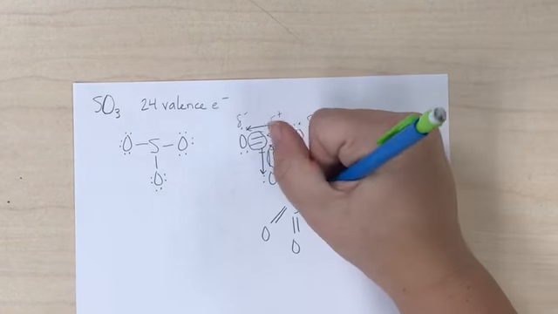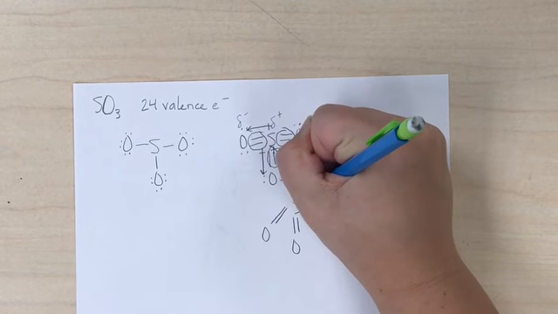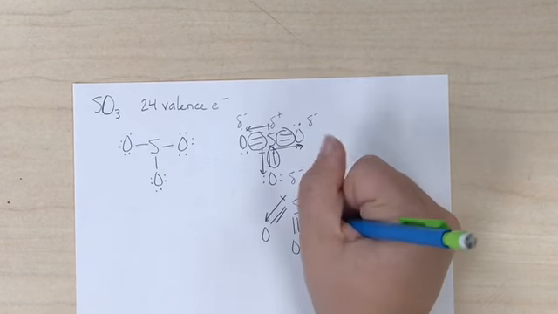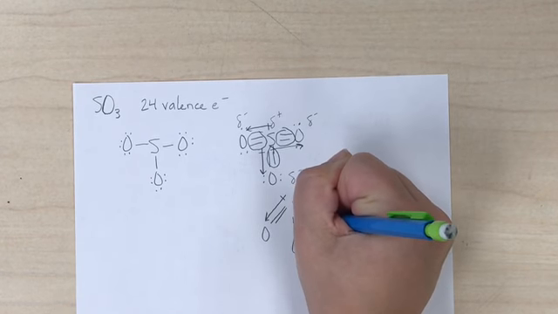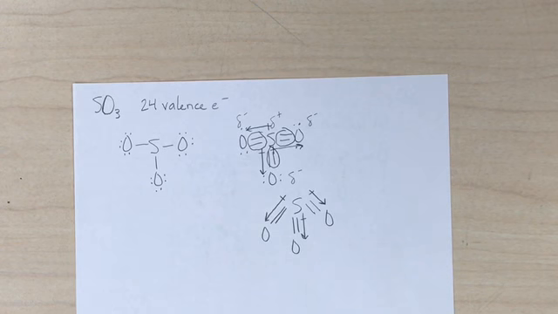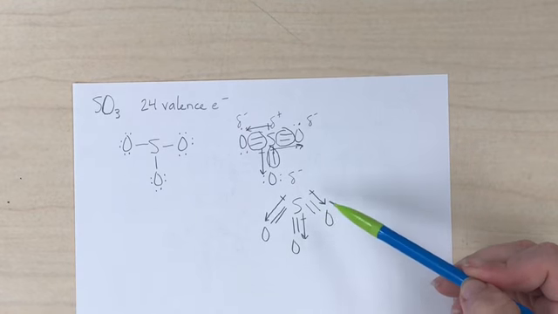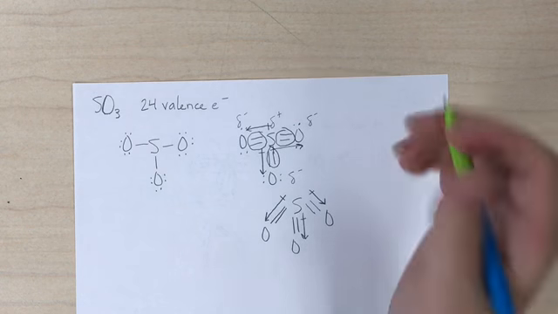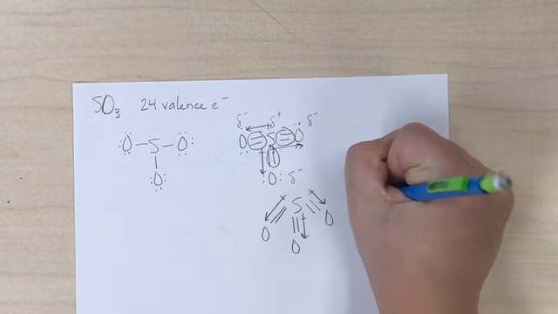So now the bond dipoles will look like this. The rule states that in order for all of the dipoles to cancel, the domains have to be the same. Since all of the domains are the same on the central atom, the dipoles cancel and there is no net molecular dipole. So the molecule is nonpolar.